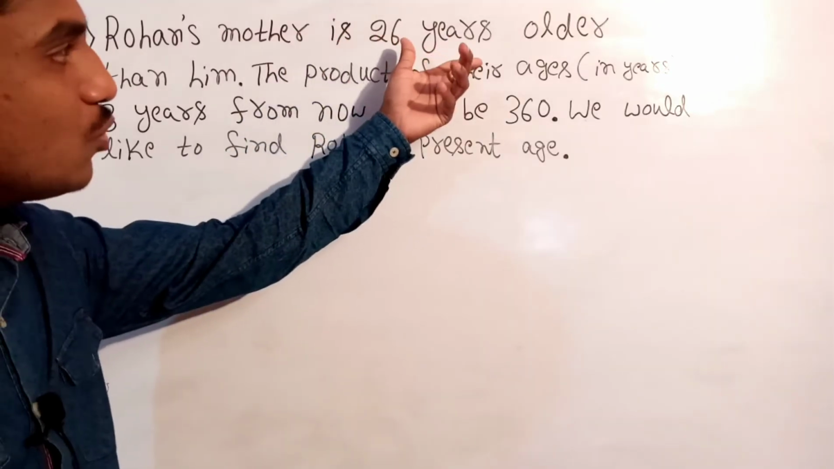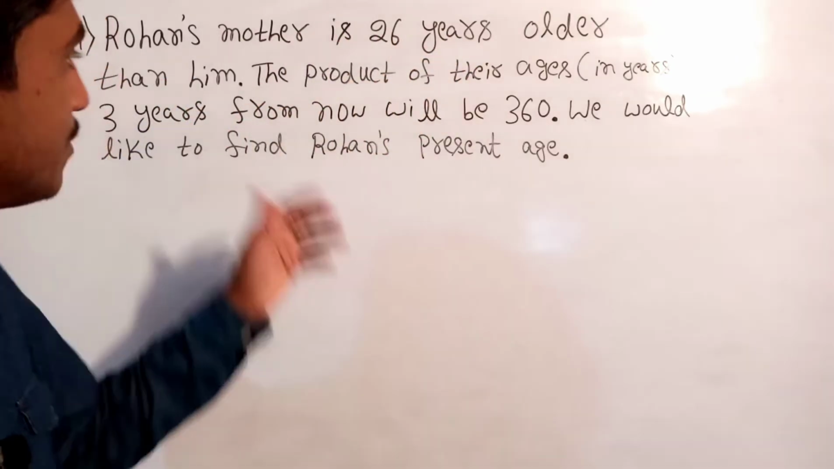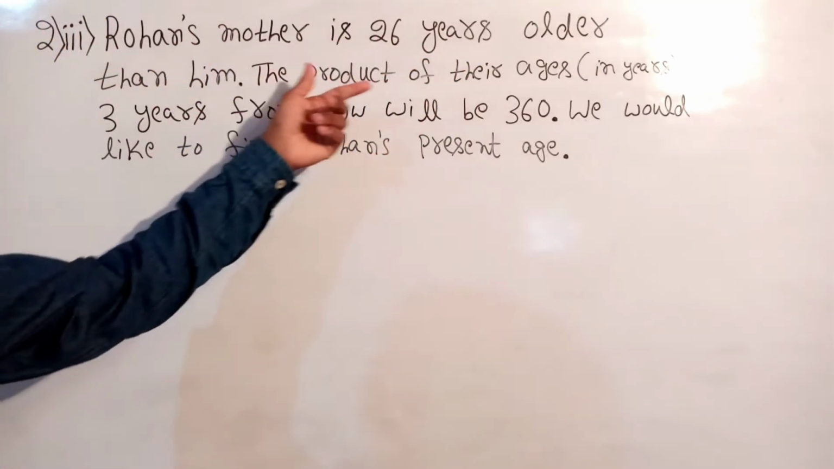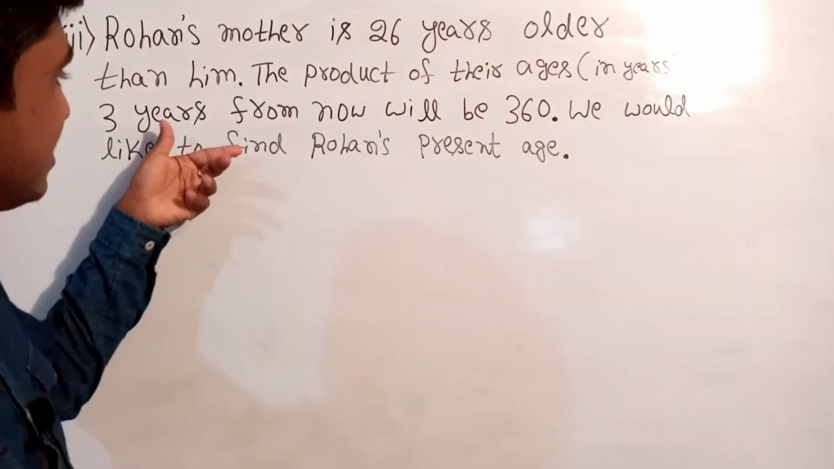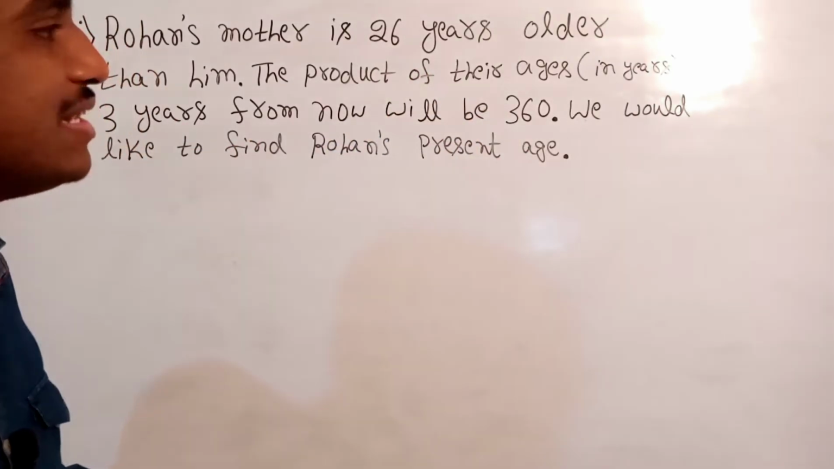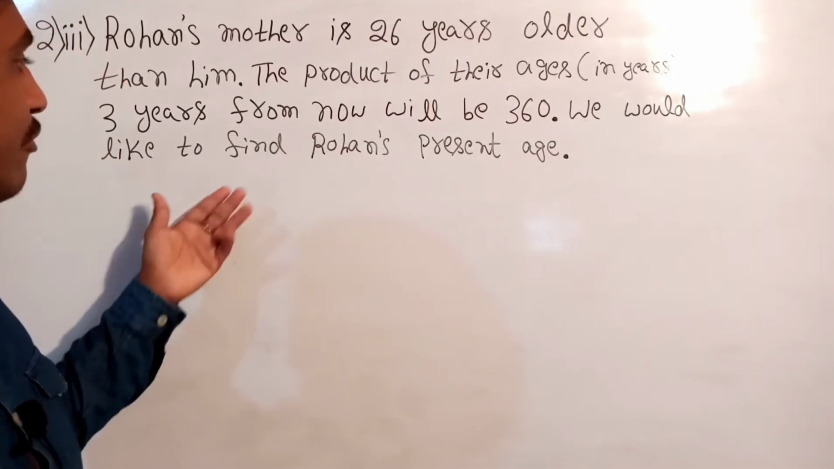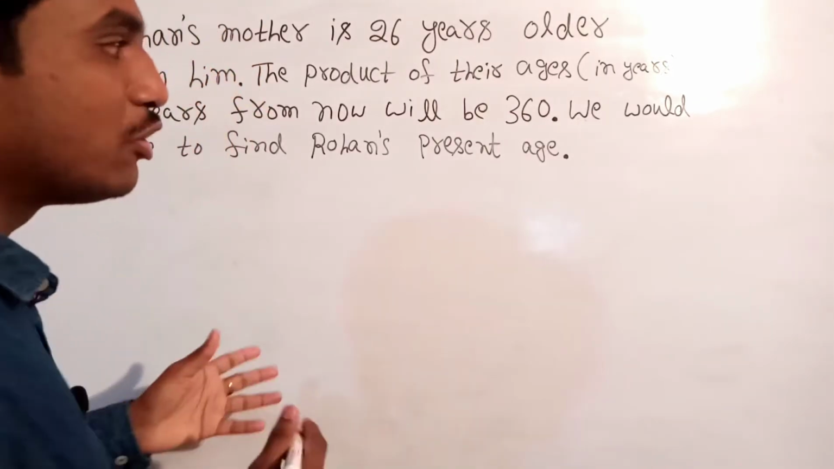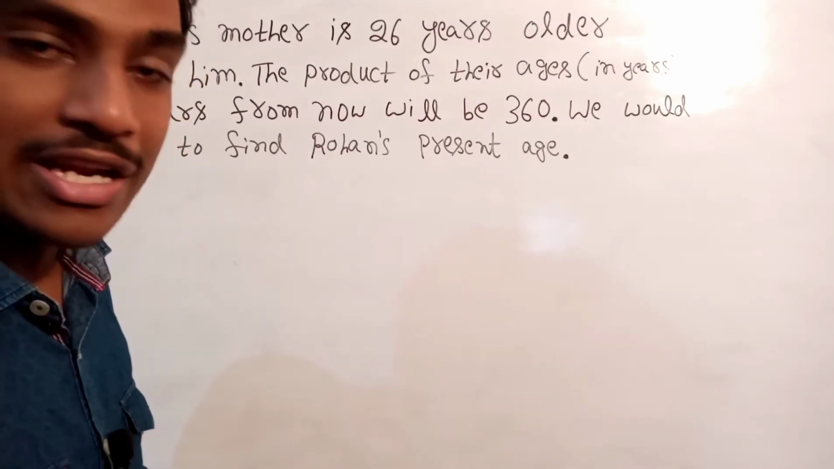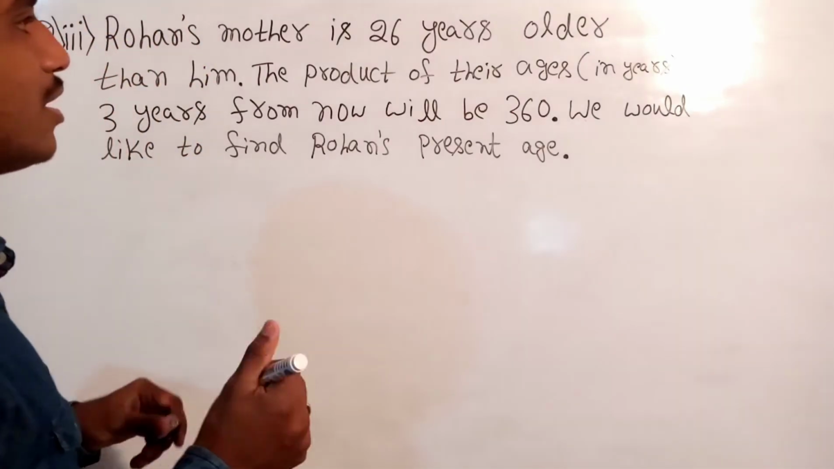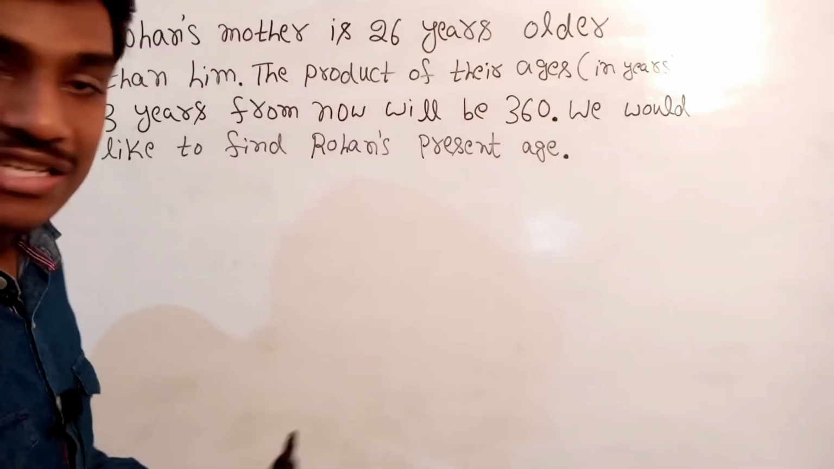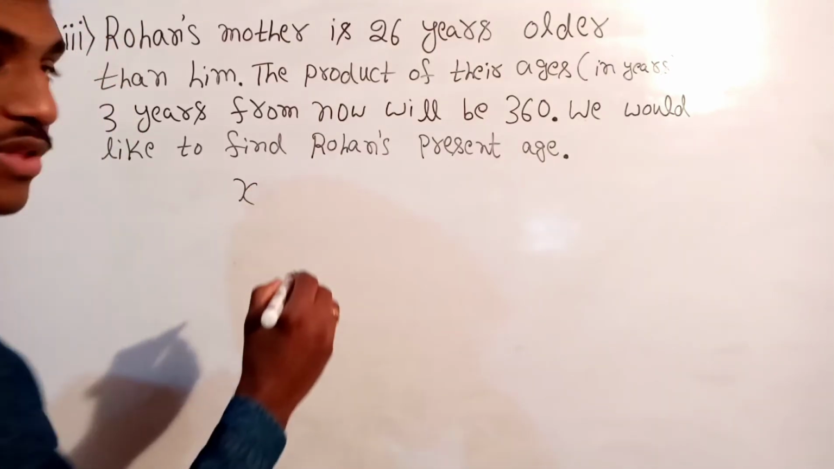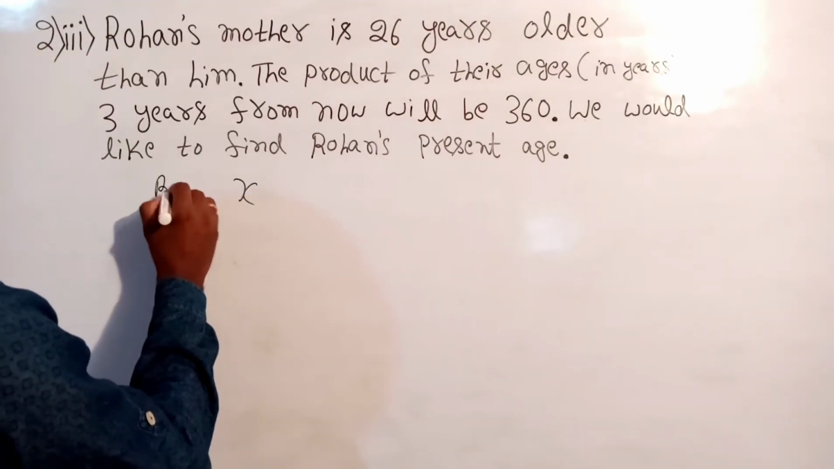Rohan's mother is 26 years older than him. That means older than Rohan. The product of their ages in years 3 years from now will be 360. We would like to find Rohan's present age. We need to represent this in the form of a quadratic equation. Let's first take that Rohan's age as x. So Rohan's age will be x.